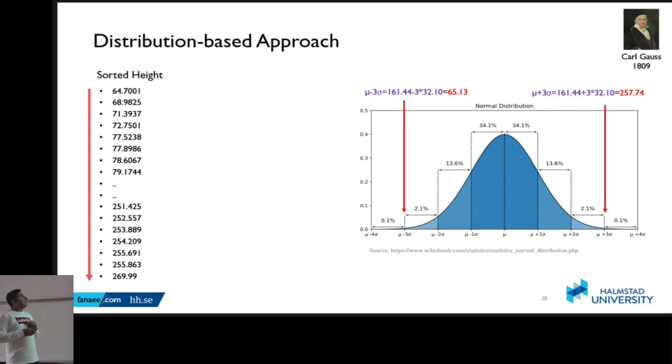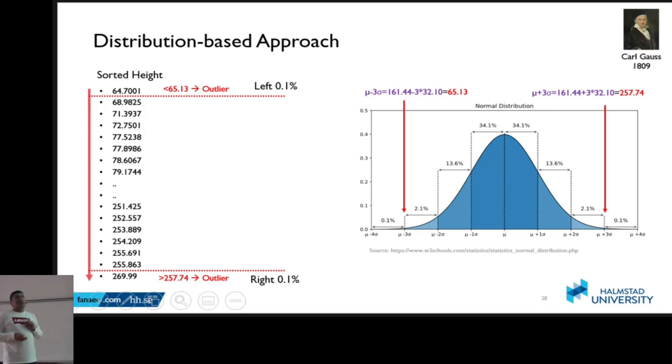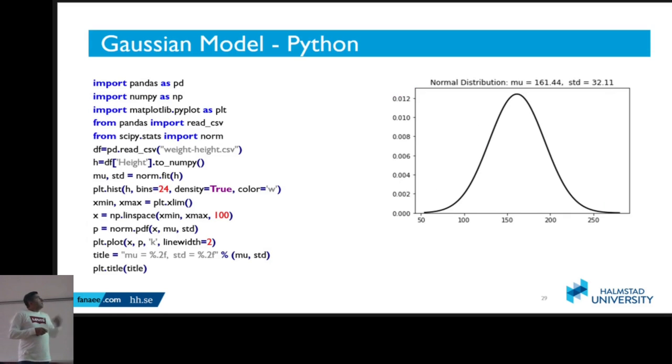So let's look at our data again. It's the sorted height of people. So this guy appeared here, so it's an outlier. And this guy also appeared here, so it's also in the right 0.1%. So it's an anomaly. So this is the code for the Gaussian model.